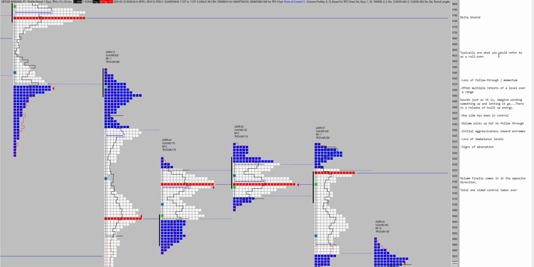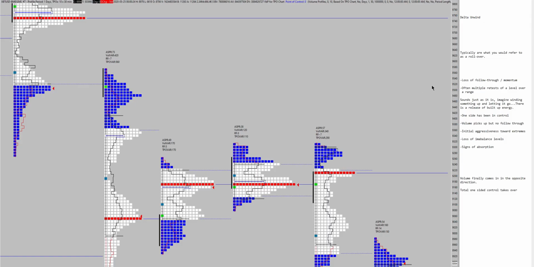So typically what you would refer to as a rollover, okay, is where the market loses its ability to follow through. There's a loss of momentum. This often happens after there are multiple retests of a level, right? And more often than not over a range. So typically we'll see that this is built up over a 2 to 3 day range, 2, 3, 4 day range, one of these micro ranges with BTC. This can be interpolated into the lower time frames, where you could be applying this onto a 5-minute chart, a 15-minute chart. Obviously the move is probably going to be of less magnitude.